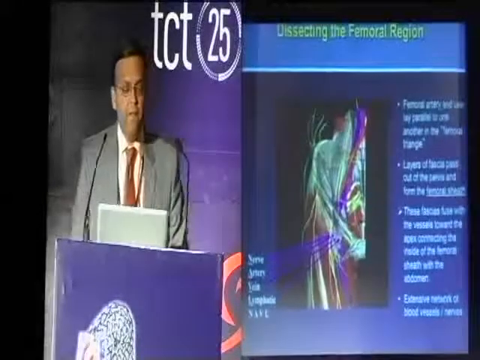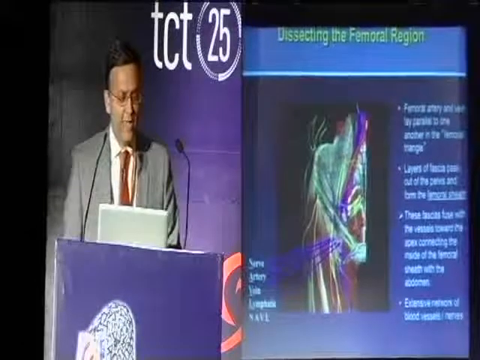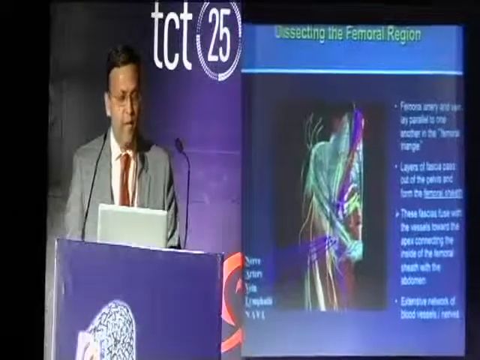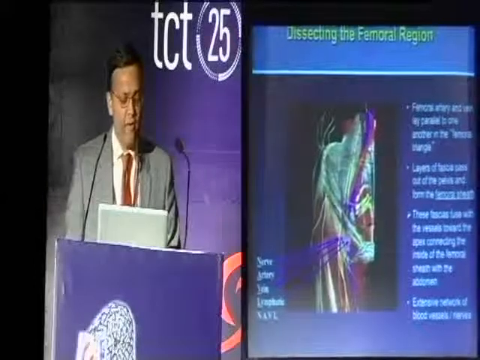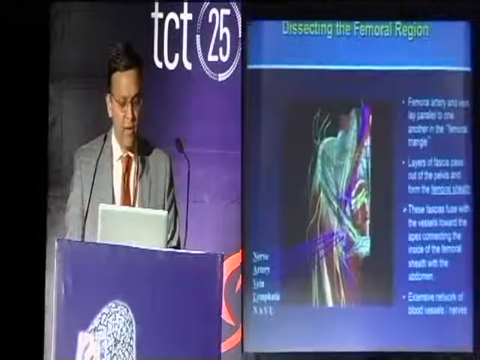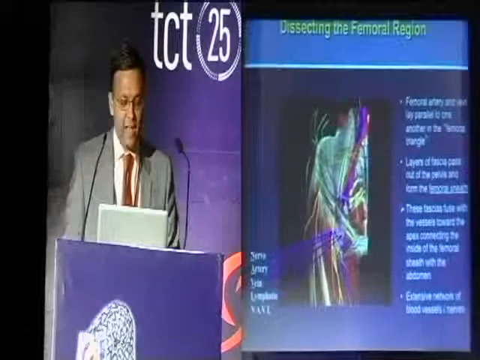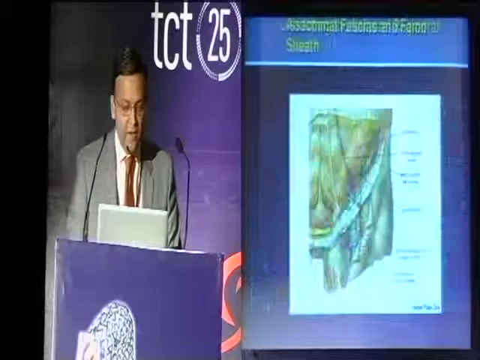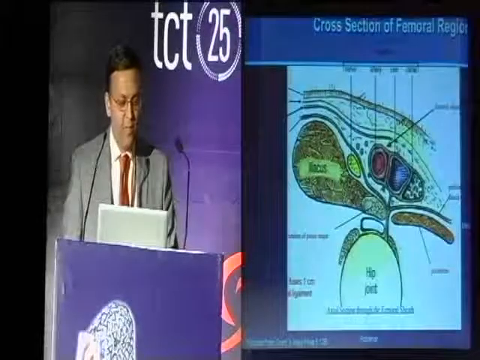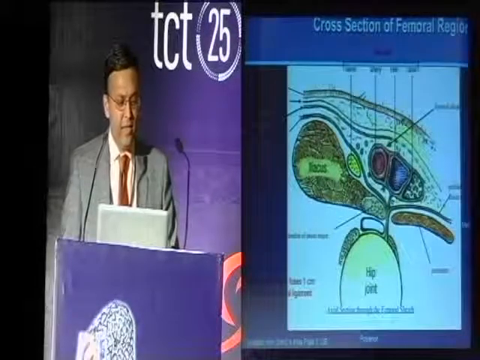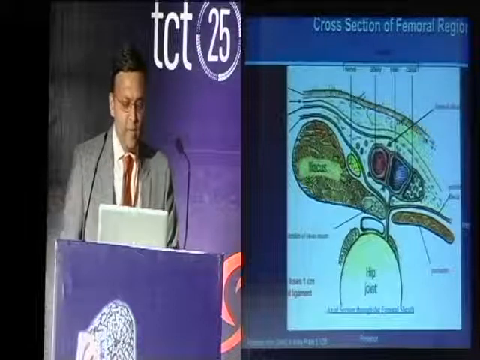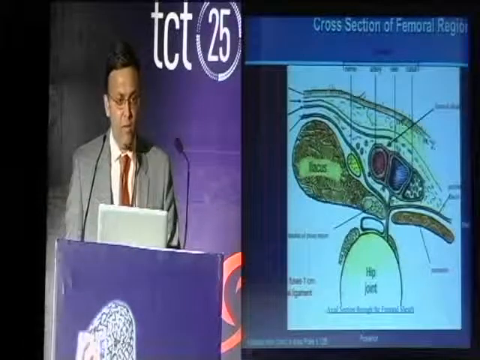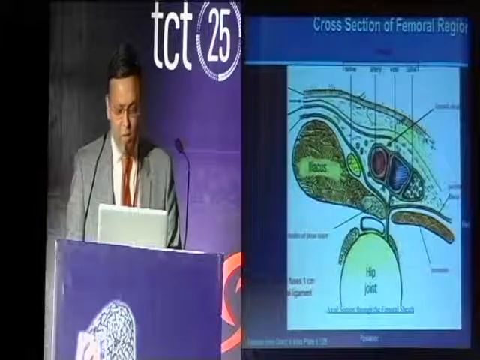So the first step in all closure and access devices is to make sure that you're very familiar with the anatomy. As you know, the femoral artery and the vein lie parallel to each other in the femoral triangle, and then the layers of fascia pass out of the pelvis and form the pelvic sheath. If you look at the relationship in a cross-section, you could see that the artery, vein, and then lymphatics and nerve bundle run in this parallel line.